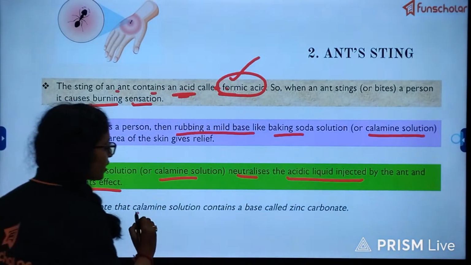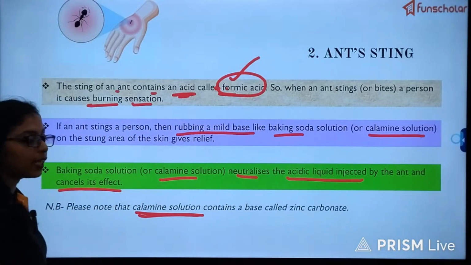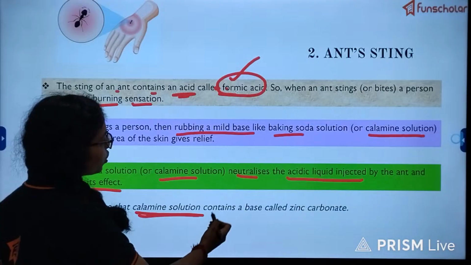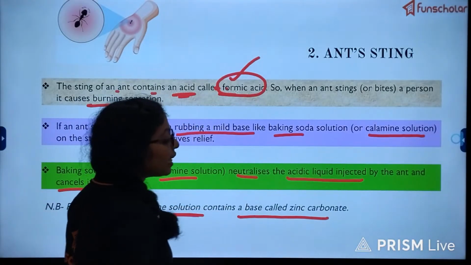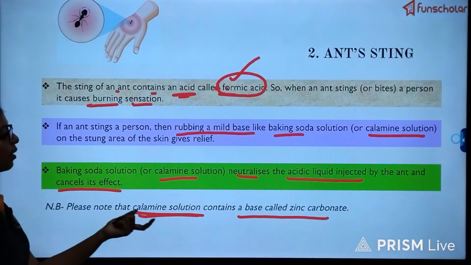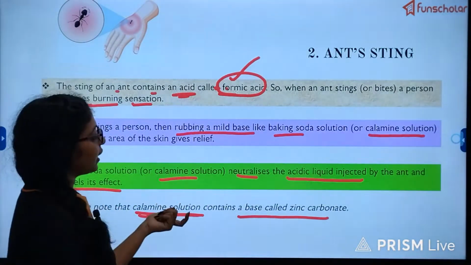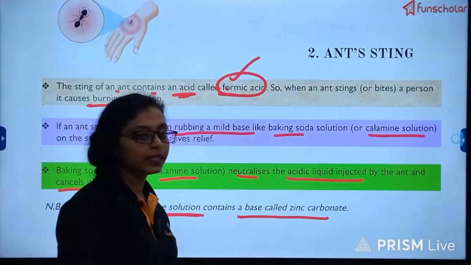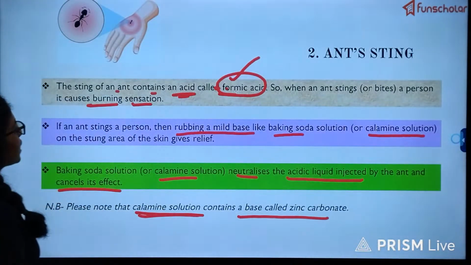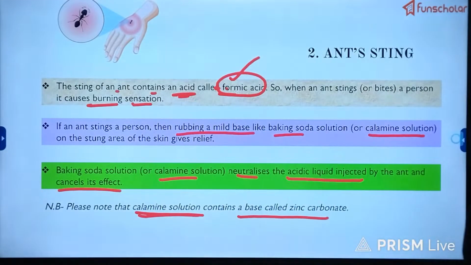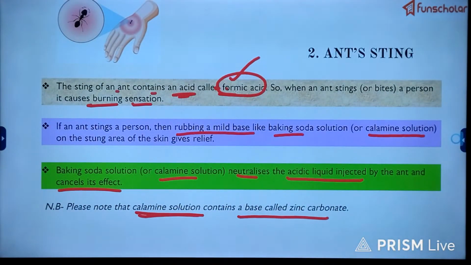Note that calamine solution, because from here many MCQs can come. The calamine solution contains a base called zinc carbonate. Mostly the calamine solution is nothing but a base, actually containing zinc carbonate. Just take a look at this slide and let me know if you have any doubt regarding these two applications of neutralization reaction.